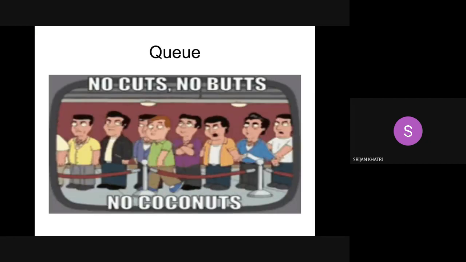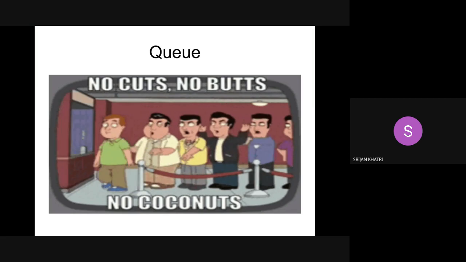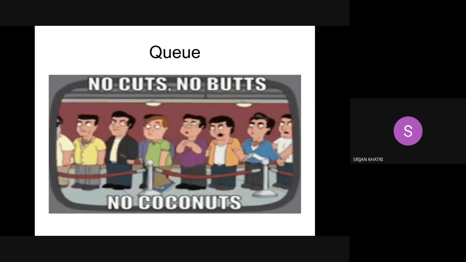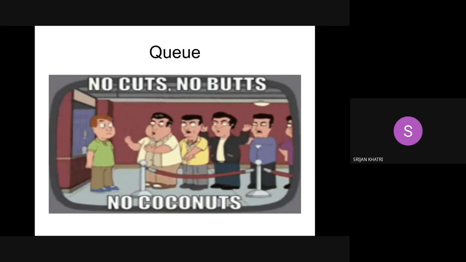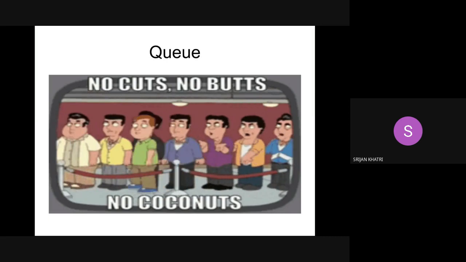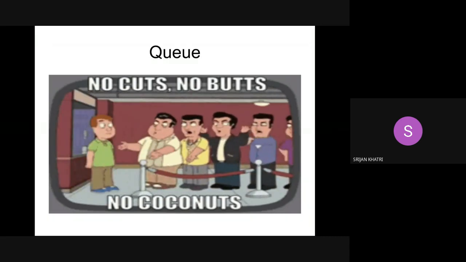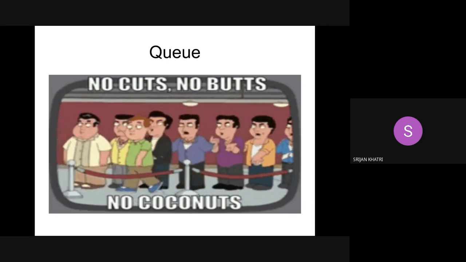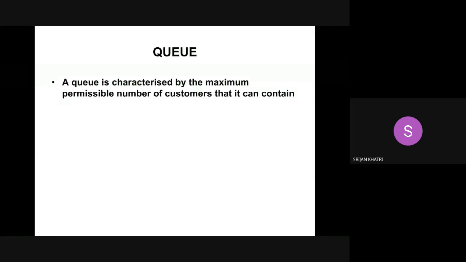Now from the population, customers are generated, right. When the customers are generated and the service facility is not able to provide service to all customers at a particular point of time, they will make a queue, right. So customers are making the queue here. So here we have the queue.